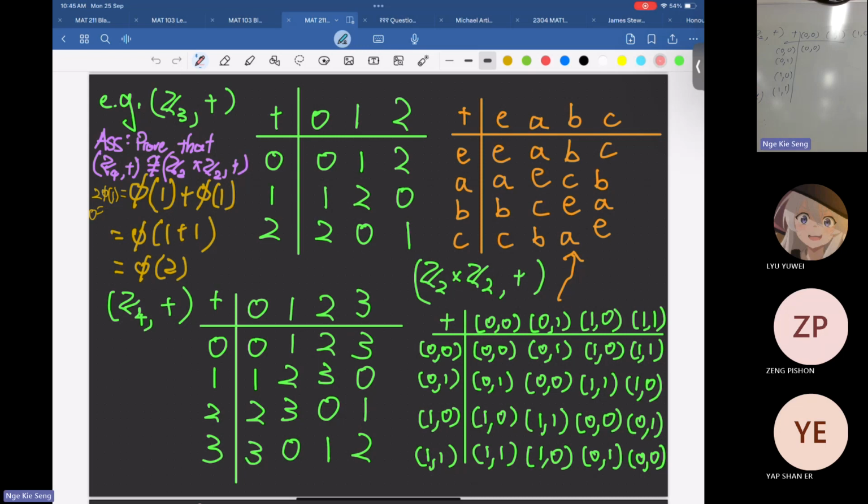So (A,B) plus (C,D), how to add? Component-wise, okay? A plus C, B plus D, component-wise. Okay, so this is what we're going to do here. So you can see whether I did the right calculation or not.